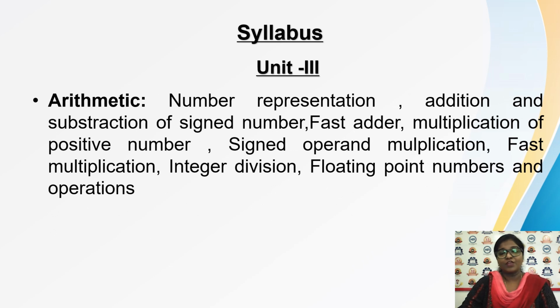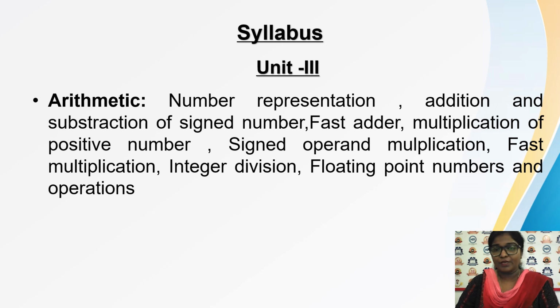Next, in unit number 3, obviously in the CPU we have the arithmetic logic unit and the control unit. One unit, the ALU, performs the operation, and the other unit, the control unit, gives the signal for what type of operation you have to do. So that control unit is already covered in unit number 2. In unit number 3, we will see what type of arithmetic operations are performed inside the ALU.